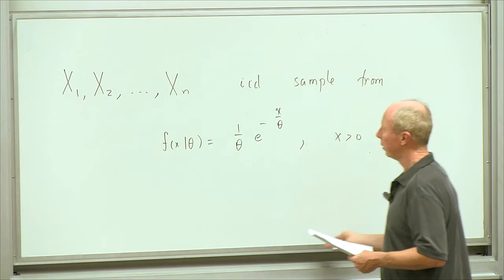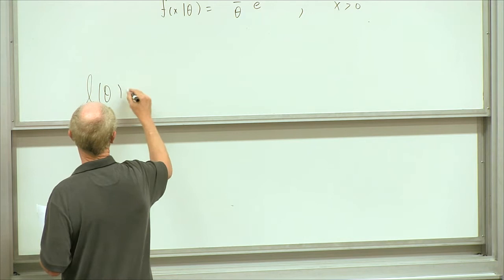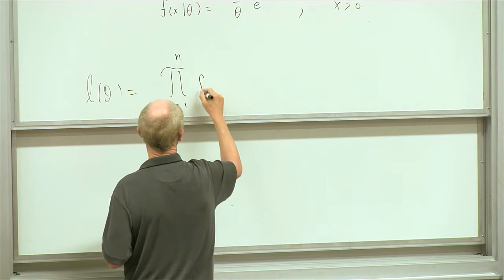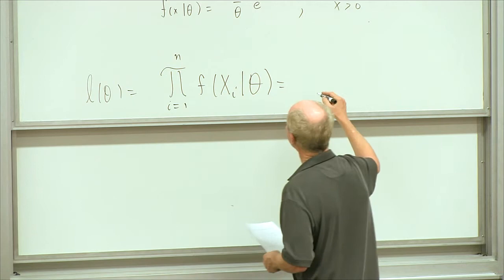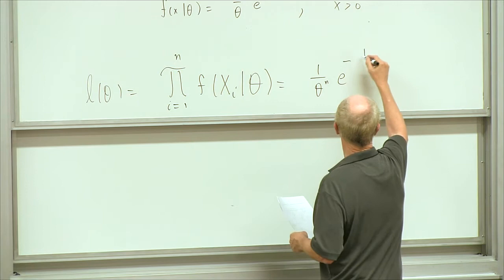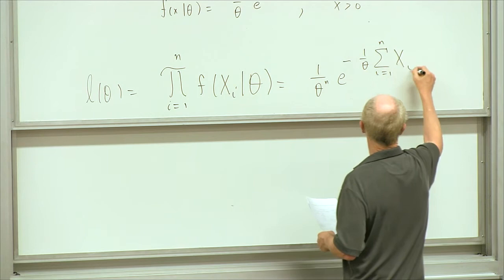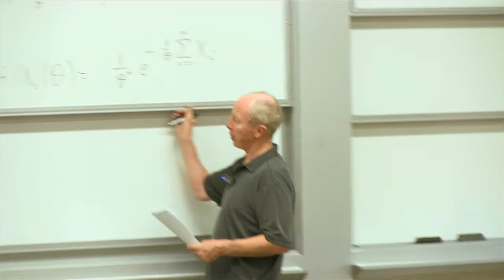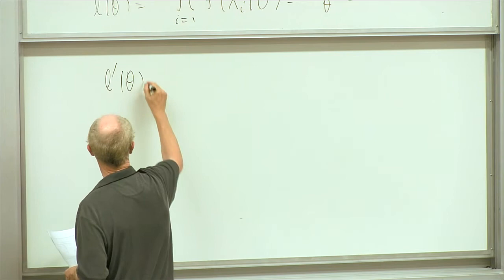OK. So the likelihood function for this sample is this, which would be that. Okay? To find the MLE, you differentiate this with respect to theta and set it equal to 0. I'm sorry, the log.